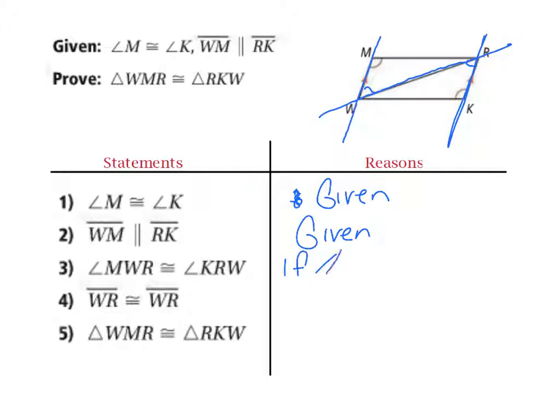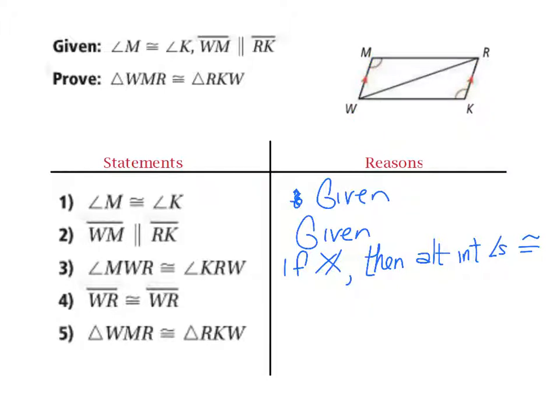So I'm going to start off. If you have parallel lines cut by a transversal, then alternate interior angles are congruent. All right. And then what else do we have? WR is congruent to WR. Now, if you look at your picture, I'm going to get rid of all that extra stuff that kind of is cluttering up my picture.